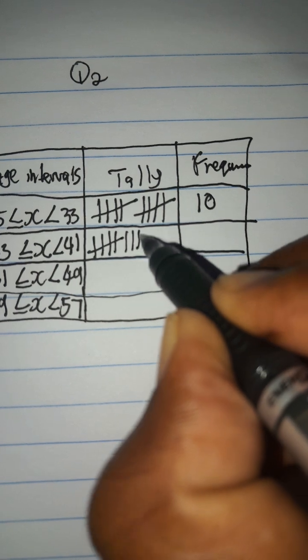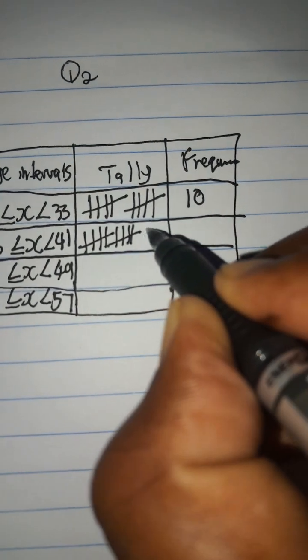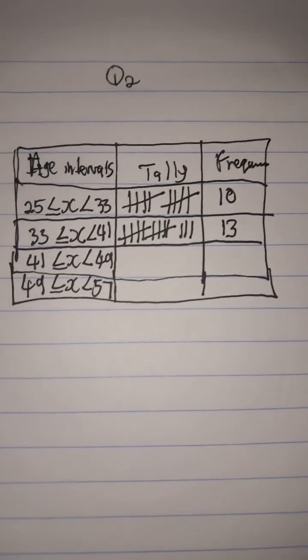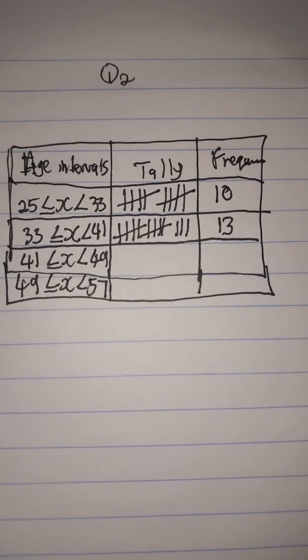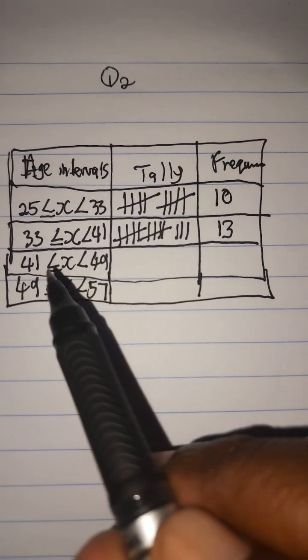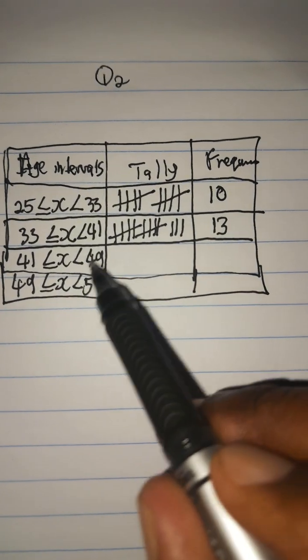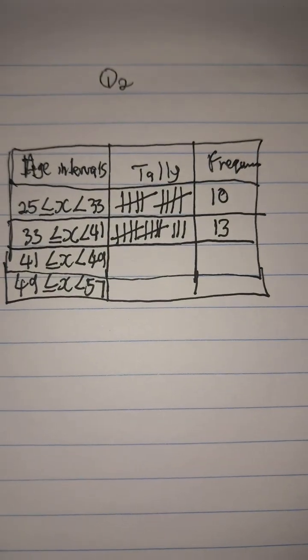1, 2, 3, 4, 5. We also have 1, 2, 3. That's 13. So all right, let's look at the ones that are between 41 to 48. No, it's not 49. 41 to 48.